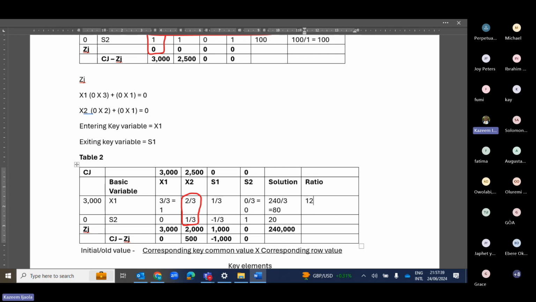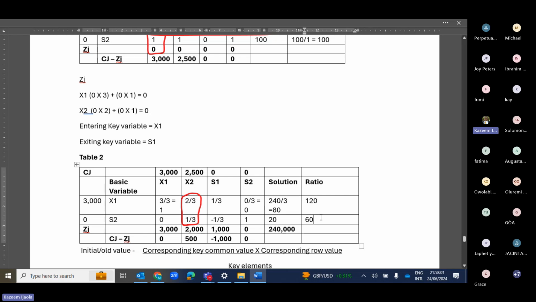No, that will be 120, Jare. 80, sorry, divided by 2/3 is 120. That's 80 times 3 divided by 2, 120. Then 20 divided by 1/3 is 60. Yeah. So which of these is the lowest?